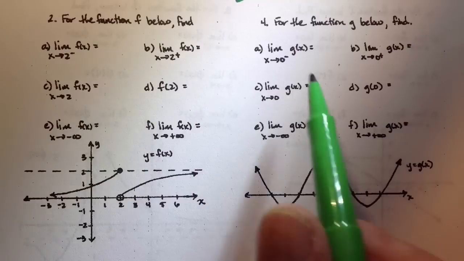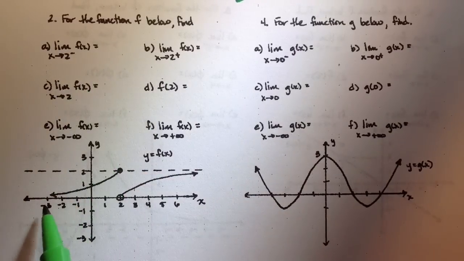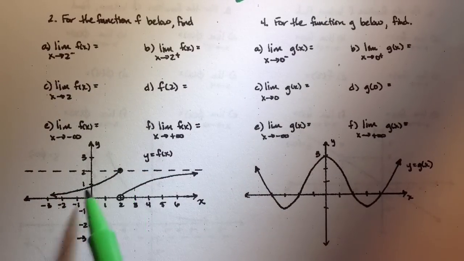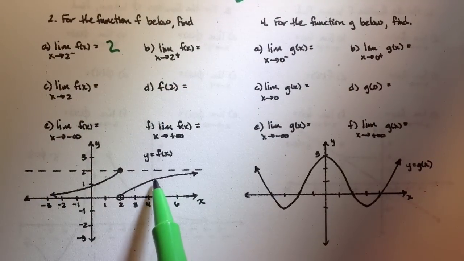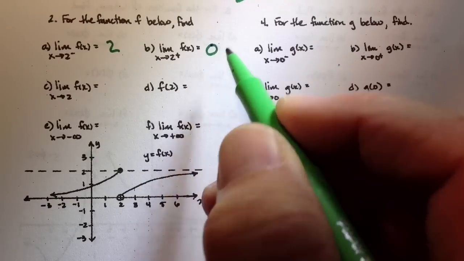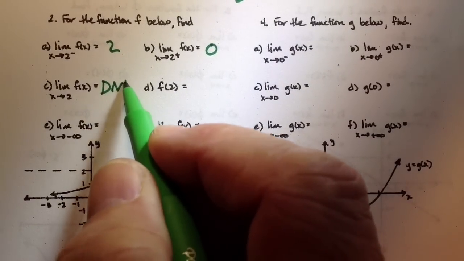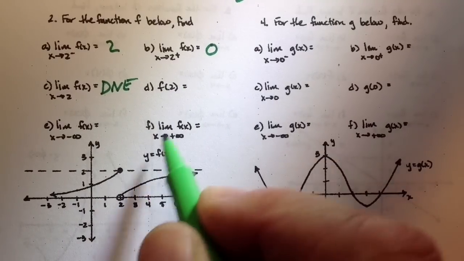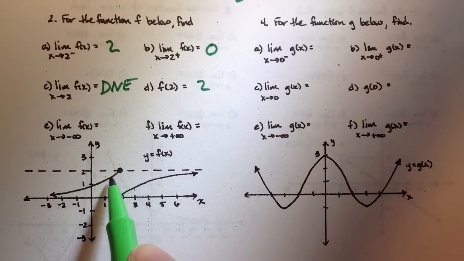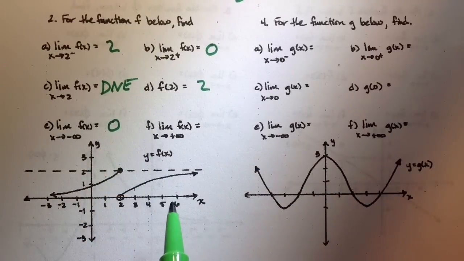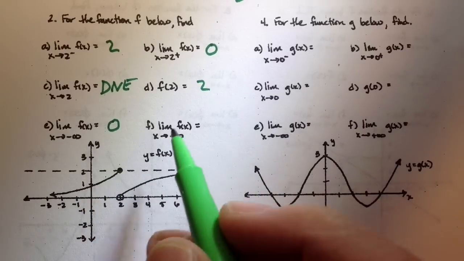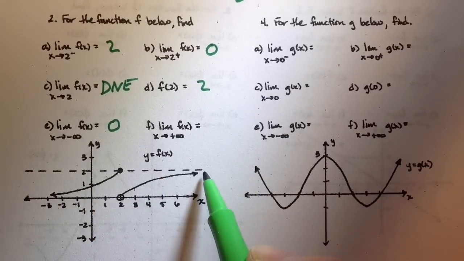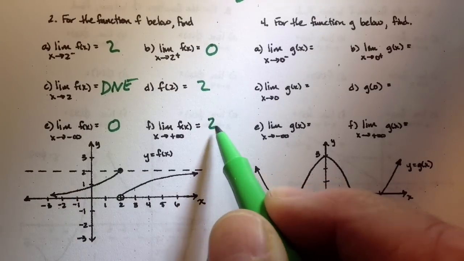So for numbers 2 and 4, 2a, as x approaches 2 from the left, the y values are moving right up there toward 2. X approaches 2 from the right, y values are getting closer to 0. D and E. F of 2 we see to be 2. X approaches -infinity, it looks like y equals 0 is a horizontal asymptote, so the y values are getting closer and closer to 0. X approaches positive infinity, and the y values are getting closer and closer to 2.